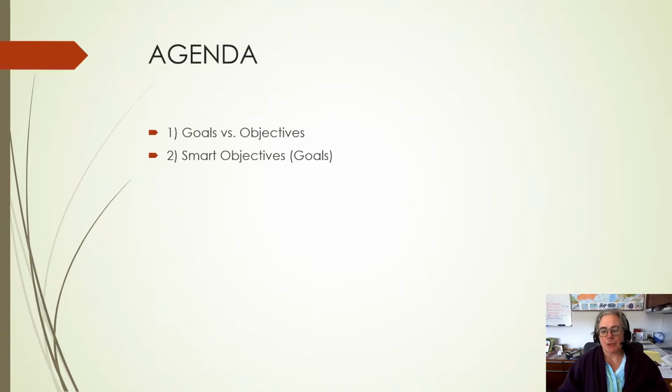So we have two items on our agenda for today. One is to look at goals versus objectives and talk a little bit about how those words can be confusing sometimes in the literature. And then we're going to talk about those SMART objectives. That's an acronym, SMART. More about that soon.